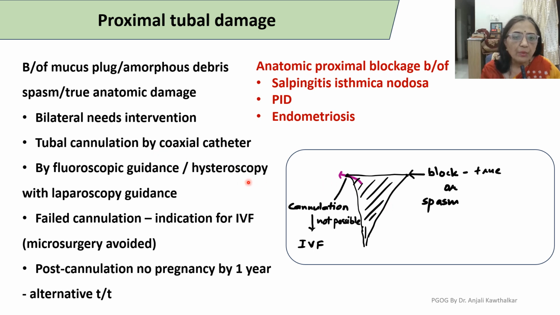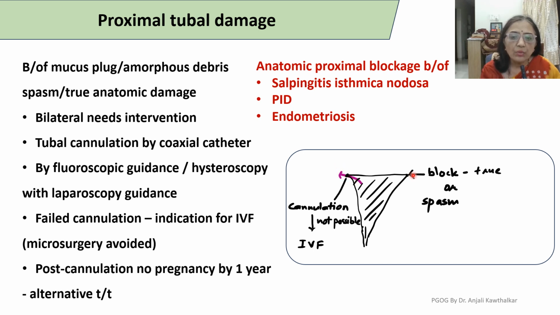Now, this cannulation can be done in two ways. One is by fluoroscopic guidance, by a radiologist, or it can be done while doing hysteroscopy with laparoscopic guidance. Whenever we are doing this cannulation, laparoscopy is simultaneously being done, mainly to ensure that there is no false passage creation, or there is no perforation in the region of the cornu.